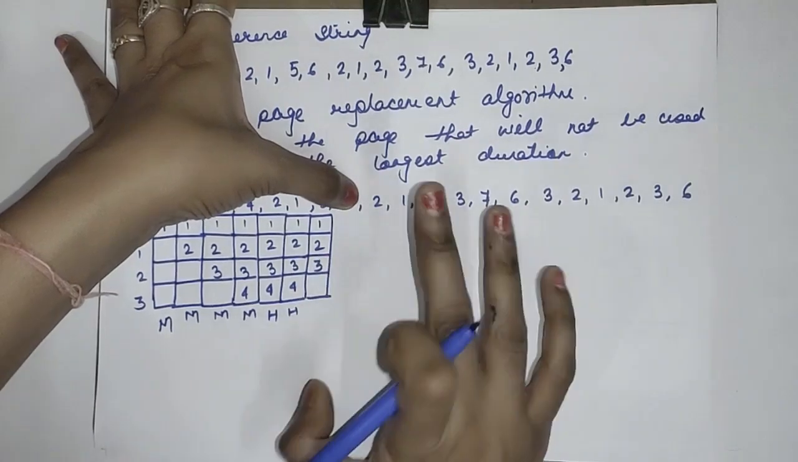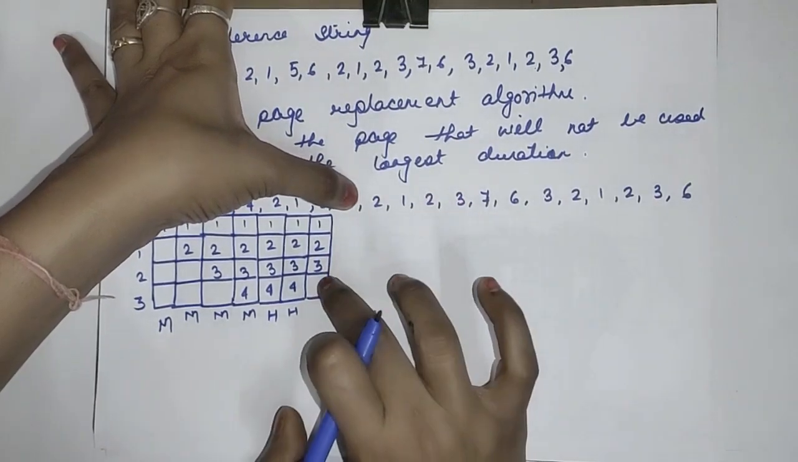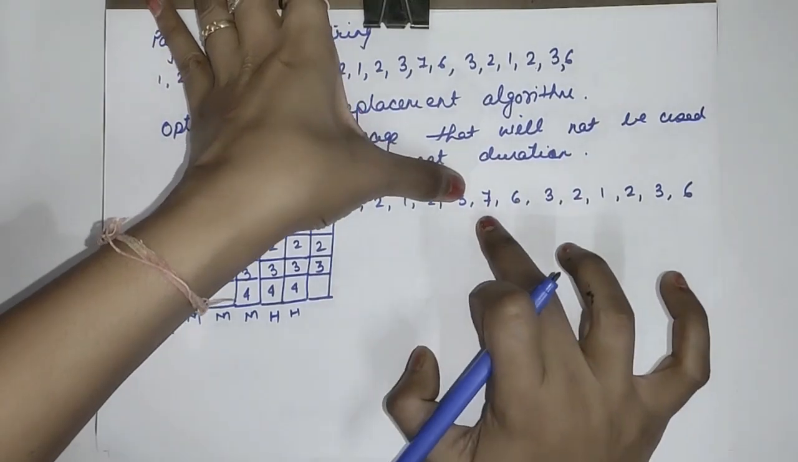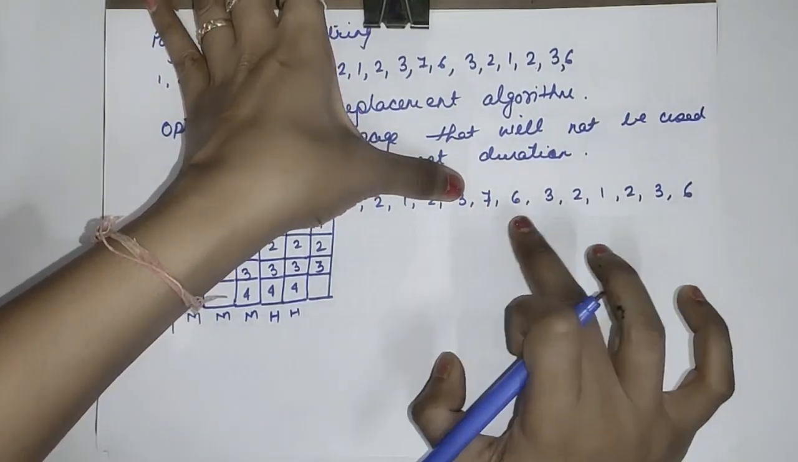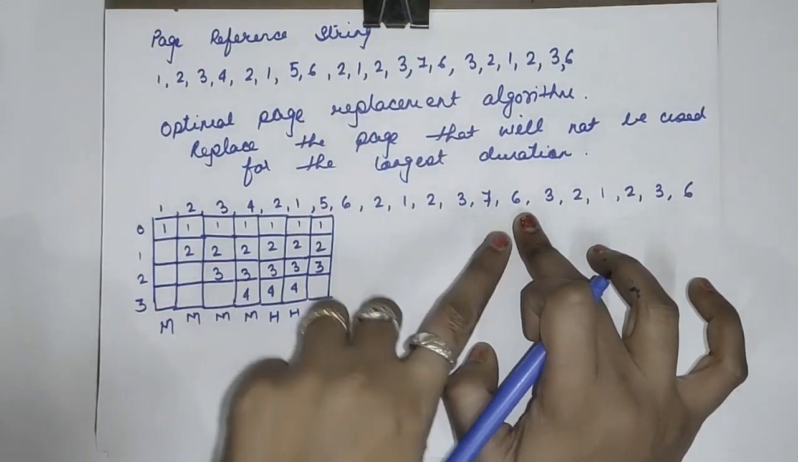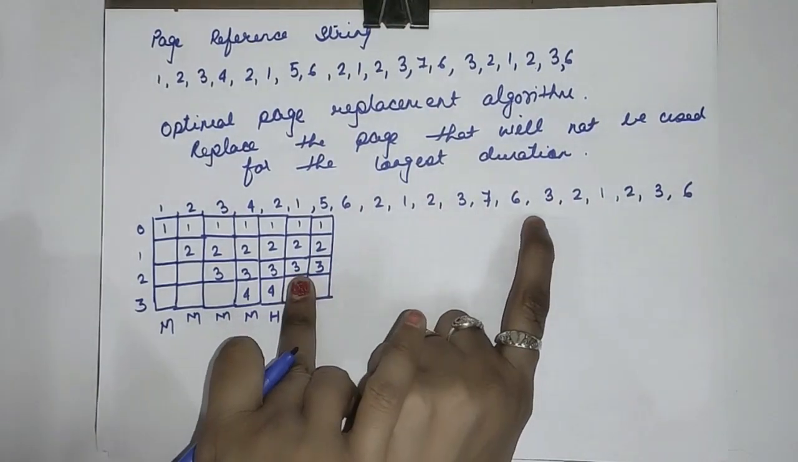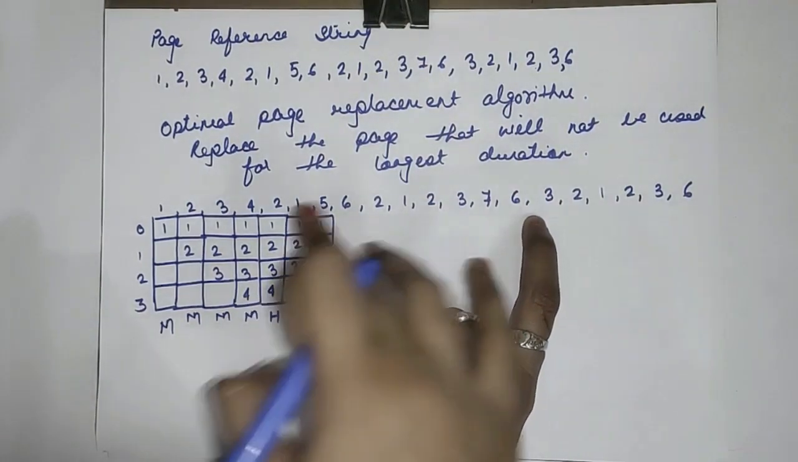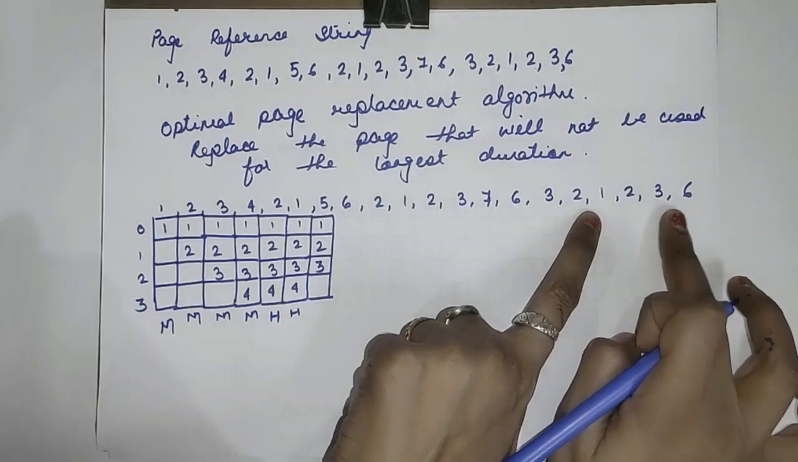Then I need 2 again, so 2 obviously will not be removed. Then 3 is required, 3 will not be removed. Then 7 is not present in memory, so no confusion. 6 again is not present in memory. 3 is present in memory. Then 2, then 1, then 2, then 3, and then 6.